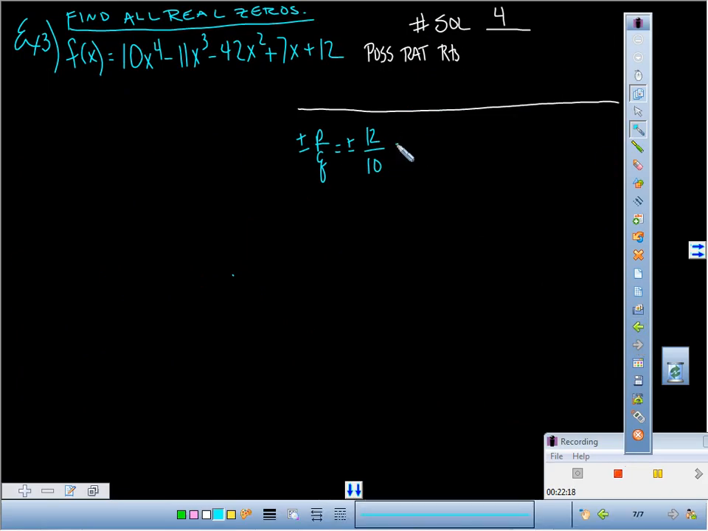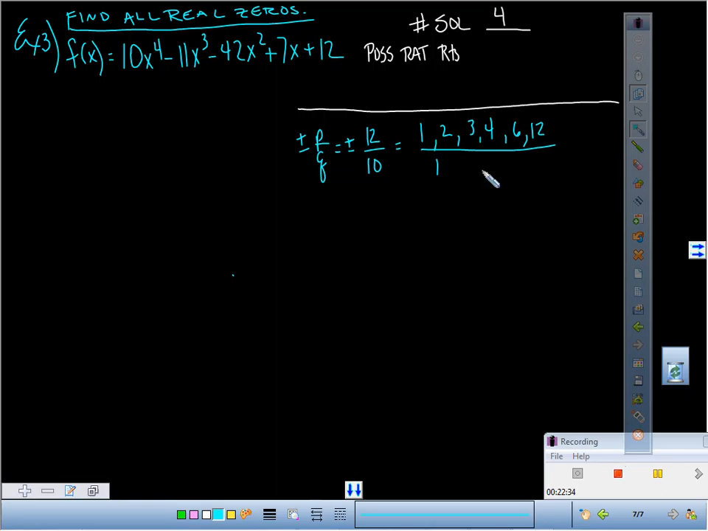Okay, so plus or minus the factors of 12 over 10. What are the factors of 12? 1 and 12. 2 and 6. 3 and 4. All right. What are the factors of 10? 1 and 10 and 2 and 5. Okay, so let's watch what we have to do. Now, y'all look. We don't want to miss any of this. So we want to make sure we put everything over 1 and then everything over 2, everything over 5, and everything over 10.